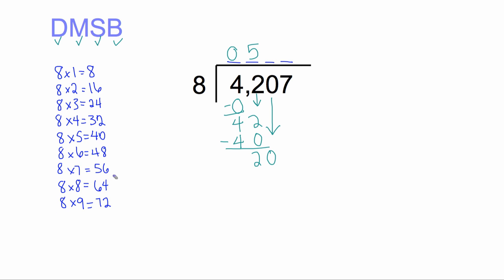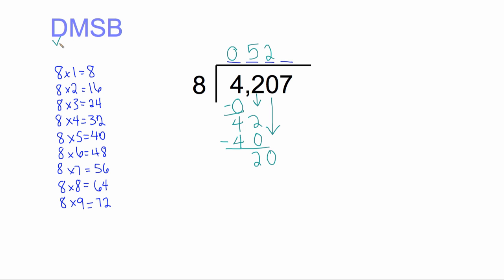These facts over here really made it easy for me to figure out quickly how many times 8 went into 42. Let's go ahead to our next step. How many times can 8 go into 20? 8 times 2 is 16, which fits. 8 times 3 is 24, too big. So I'm going to have to go with my 8 times 2. 8 can go into 20 2 times.